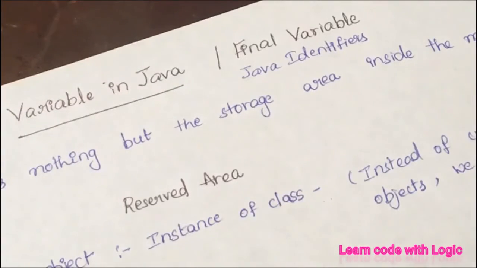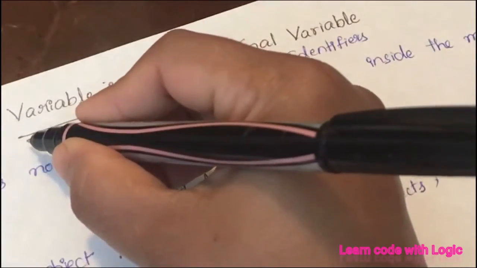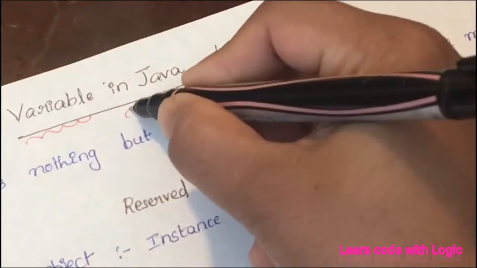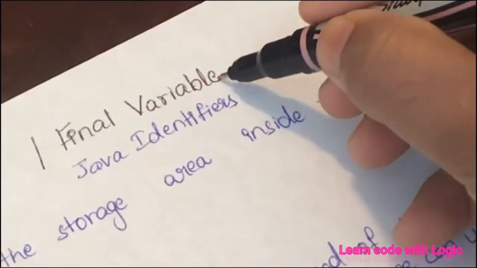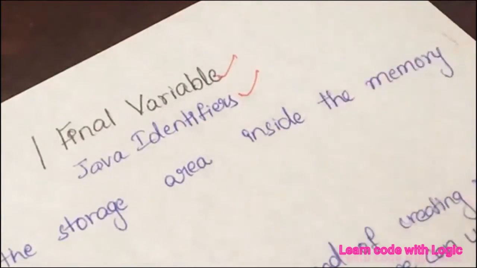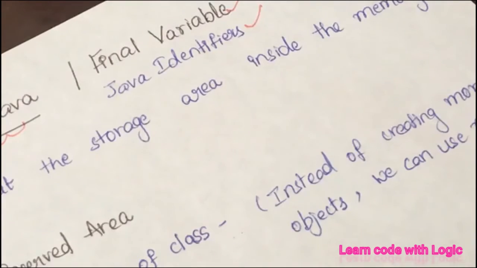Happy Java tutorials. In this tutorial you are going to see what is a variable in Java, and also the final keyword, Java identifiers and types of variables in Java.